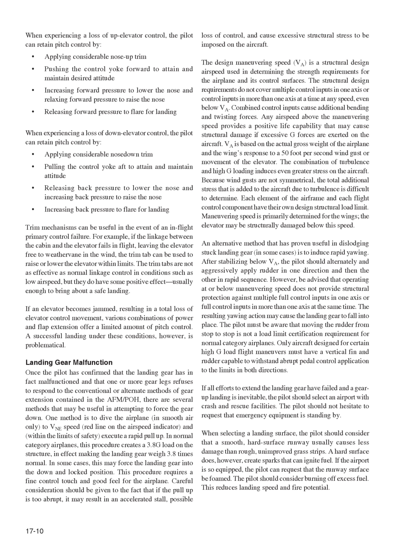Any airspeed above the maneuvering speed provides a positive lift capability that may cause structural damage if excessive G-forces are exerted on the aircraft. VA is based on the actual gross weight of the airplane and the wing's response to a 50 foot per second wind gust or movement of the elevator. The combination of turbulence and high G loading induces even greater stress on the aircraft. Because wind gusts are not symmetrical, the total additional stress that is added to the aircraft due to turbulence is difficult to determine.